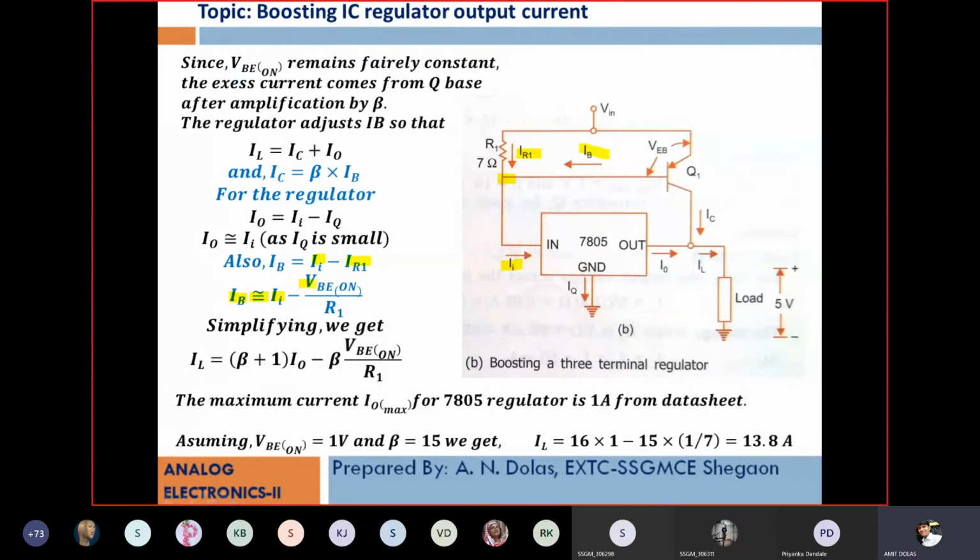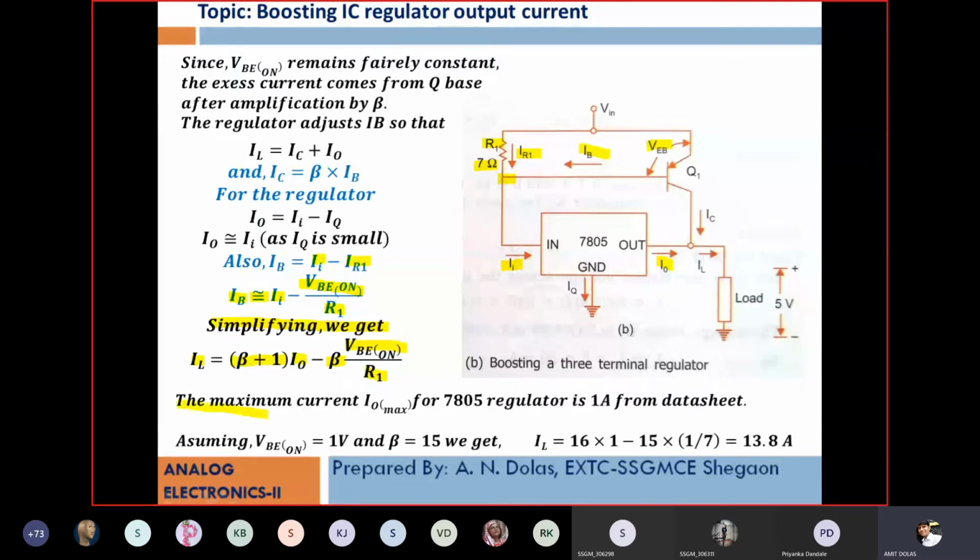And what is IR1? IR1 is nothing but VBE on divided by resistance R1, because when this transistor is on, the drop here is VBE on, which means 1 volt or about 1 volt at that state. Simplifying, we get this formula, that is load current is equal to (beta plus 1) into IO, the output current of the IC, minus beta times VBE on upon R1.